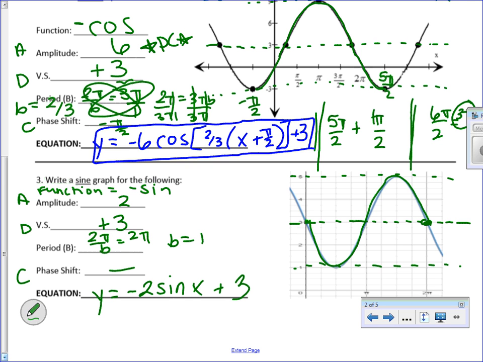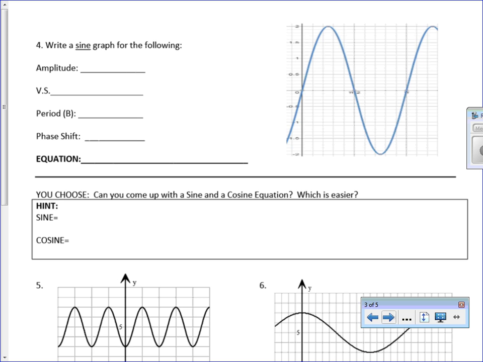Are you excited to do more problems? So excited.